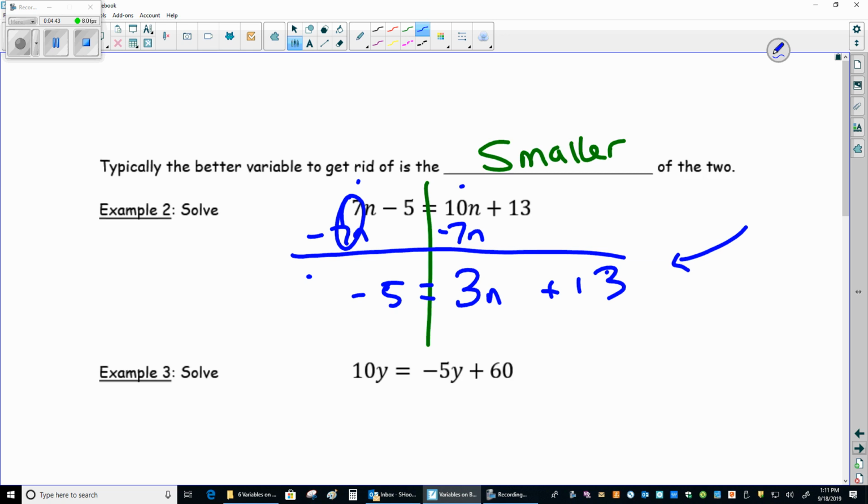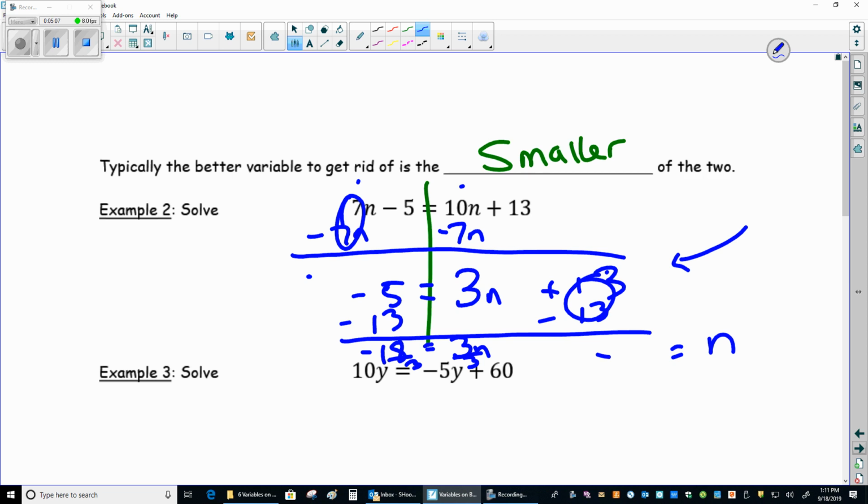So how do I solve this two-step equation? What do I get rid of first? The 3 that's attached or the 13 that is not? Obviously the 13 that is not. By subtracting 13, you end up getting 3n's is negative 18. Now what? How do I get rid of that? Times 3. Divide by 3. And you end up getting n is -6.